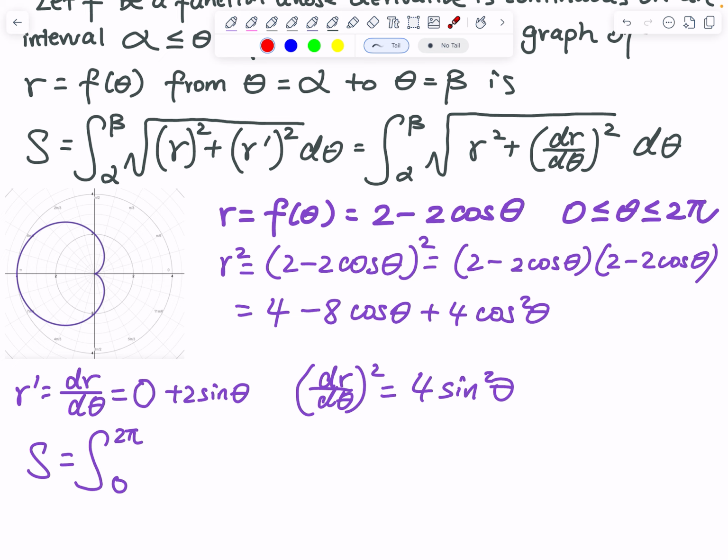Okay. And then I will draw a square root.